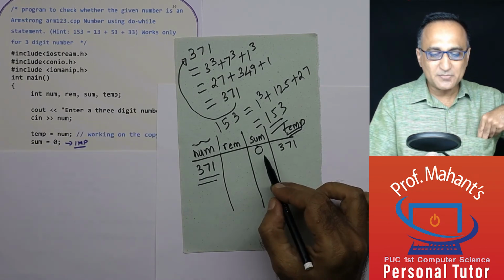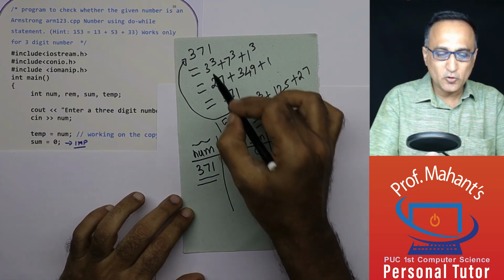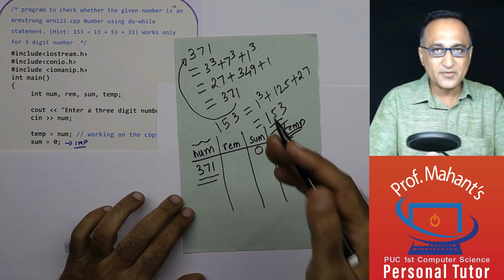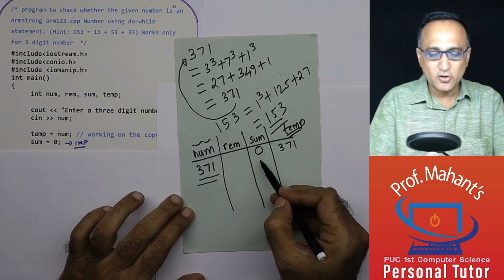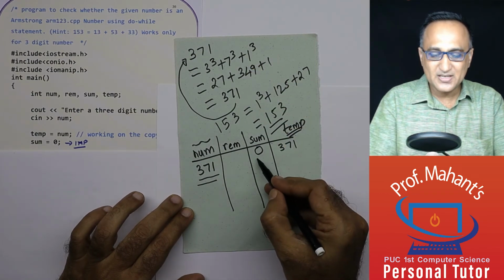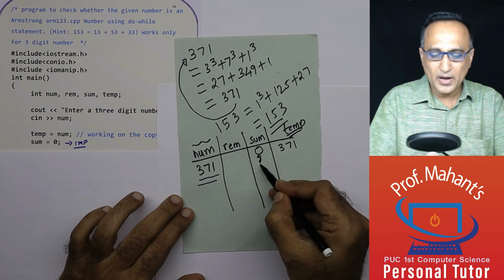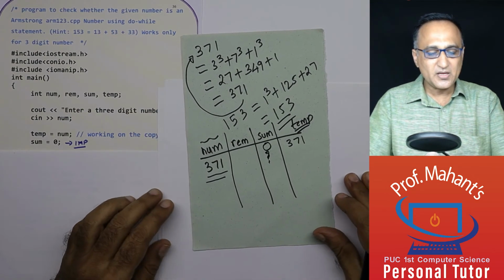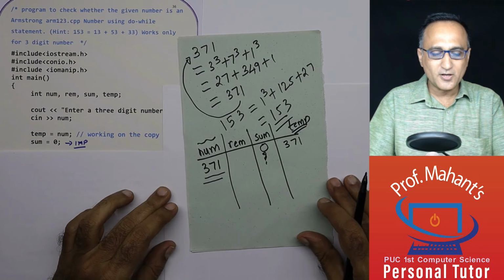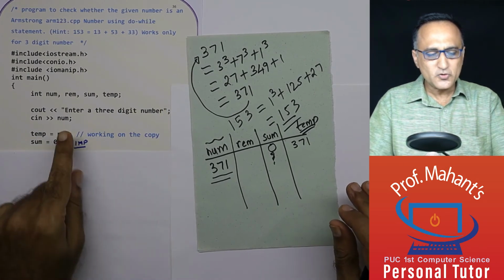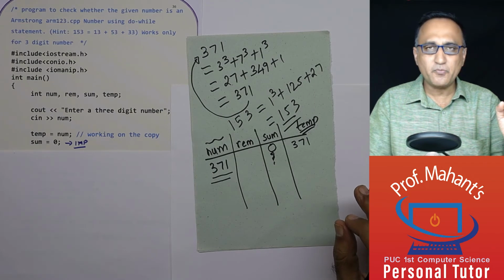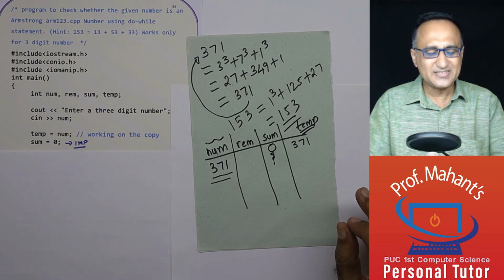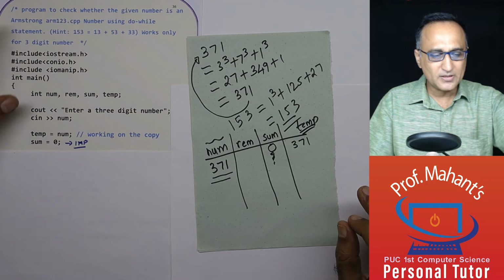Why should you make sum 0? Because I am adding 0 plus 3 cube, which becomes 27, 27 plus 7 cube plus 1 cube. If you forget to make sum 0, you will never get a correct result, because it is going to be a garbage value. So it's a very important step. Be sure you do not forget. This program is going to work only for 3-digit numbers. If you want to make it work for n-digit Armstrong numbers, there's a little change. We're not going to bother about that.